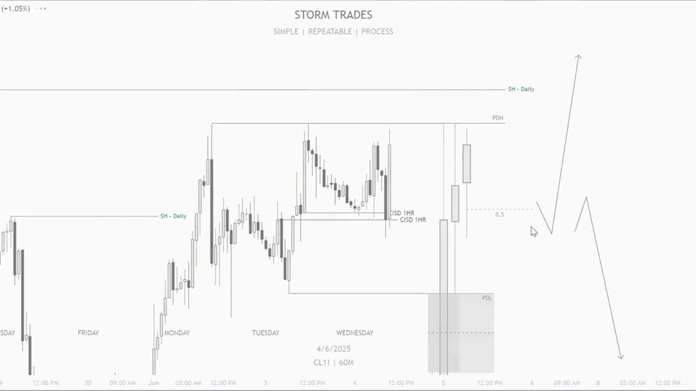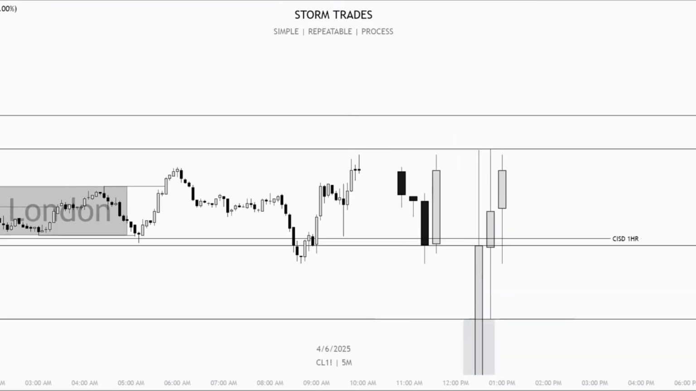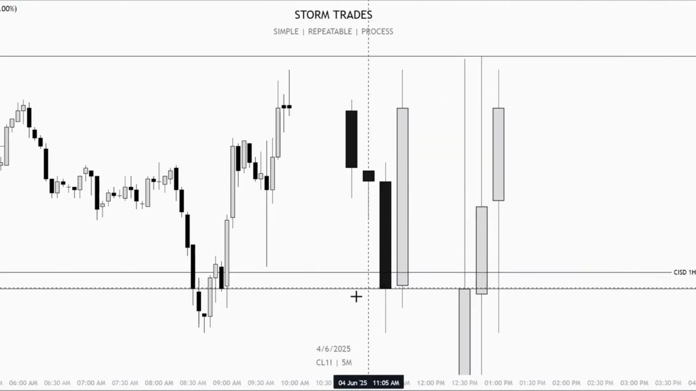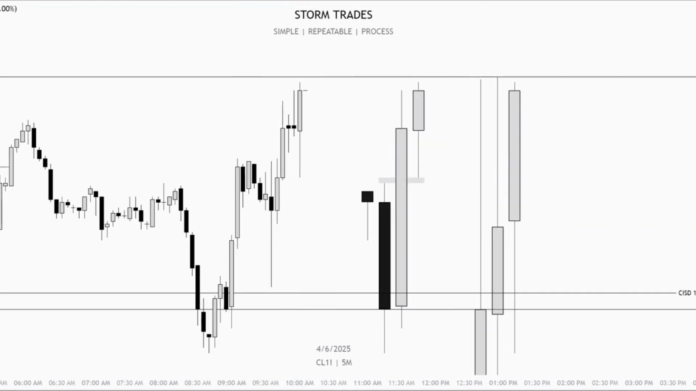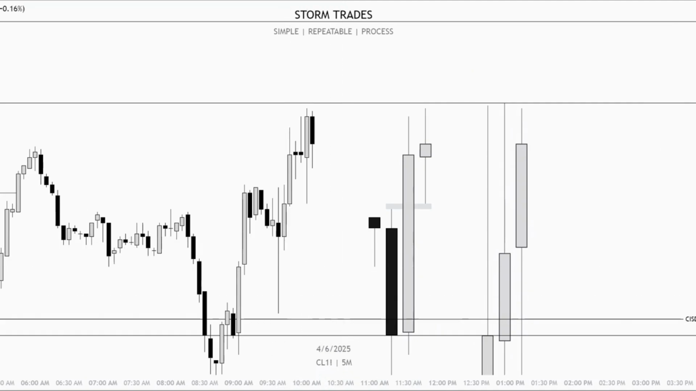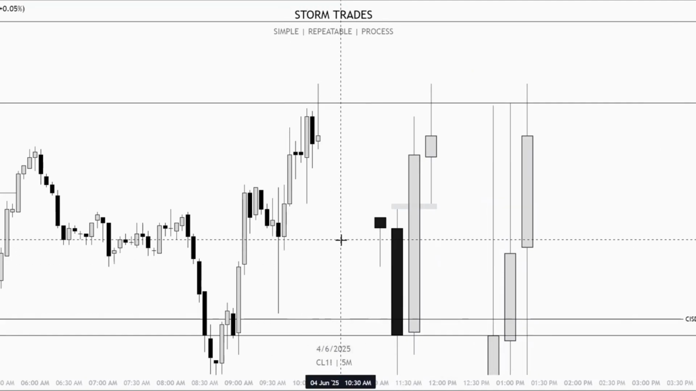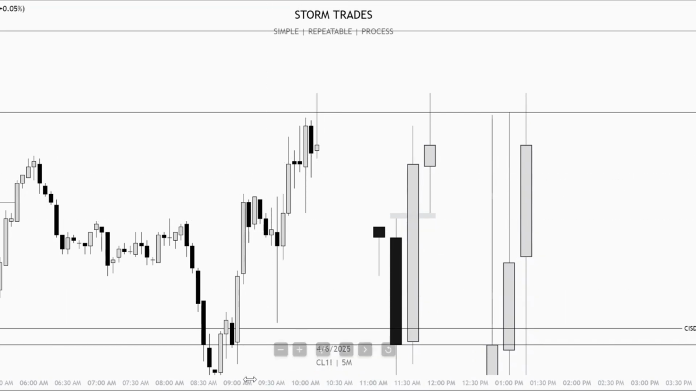So let me go down to the M5 time frame, and we'll move price forward here a little bit. And we had a move upwards. Didn't take the previous daily high yet, and we finally did here.